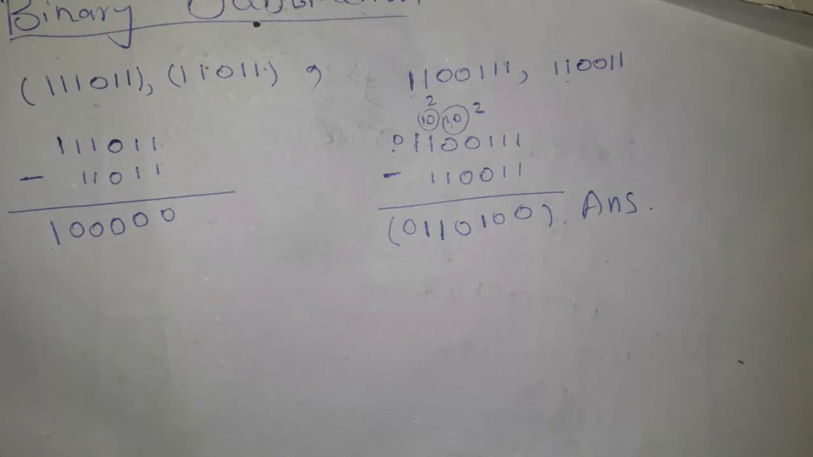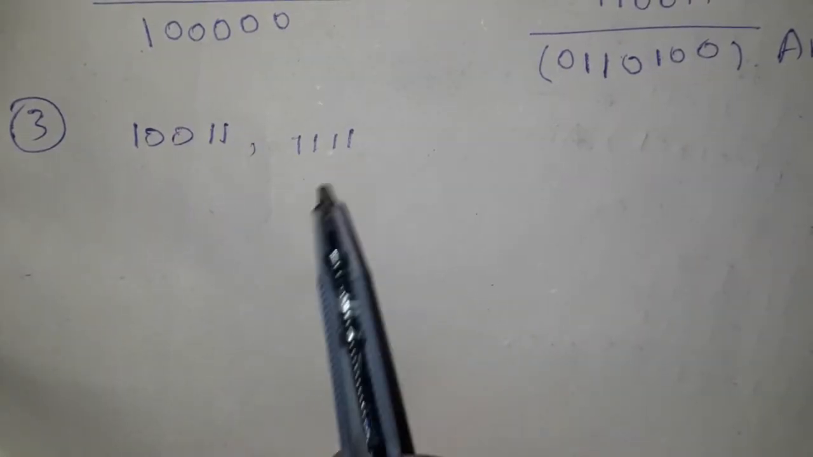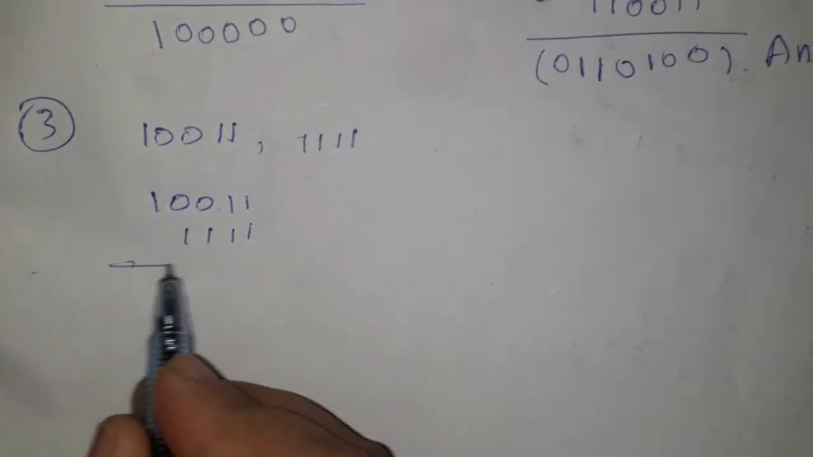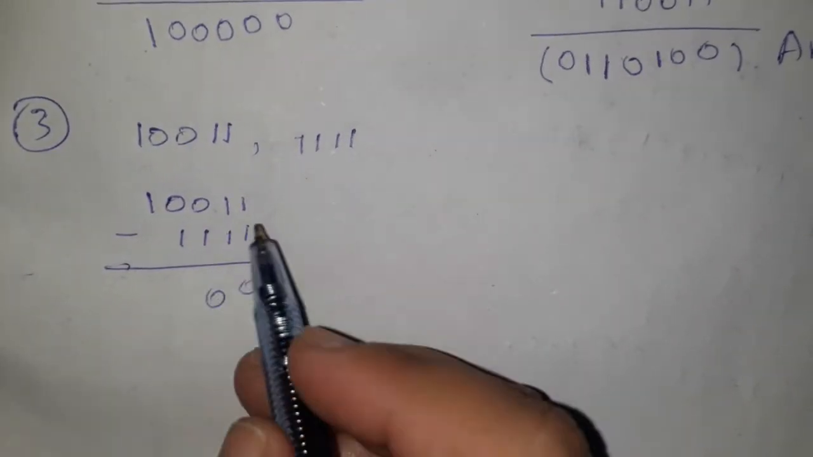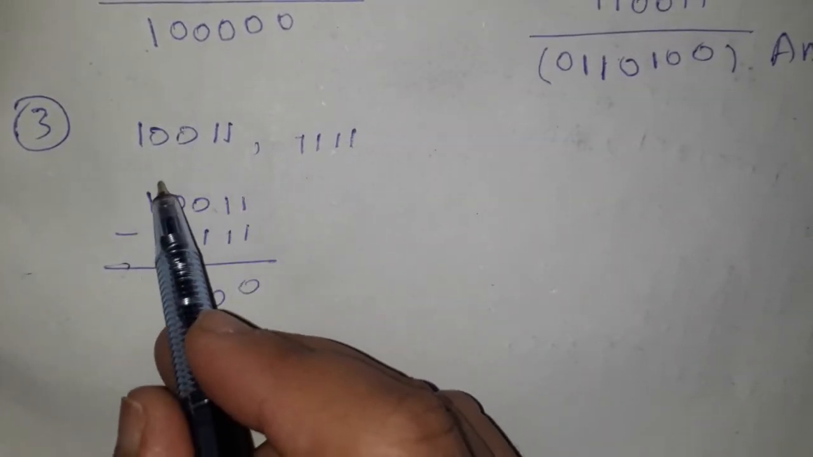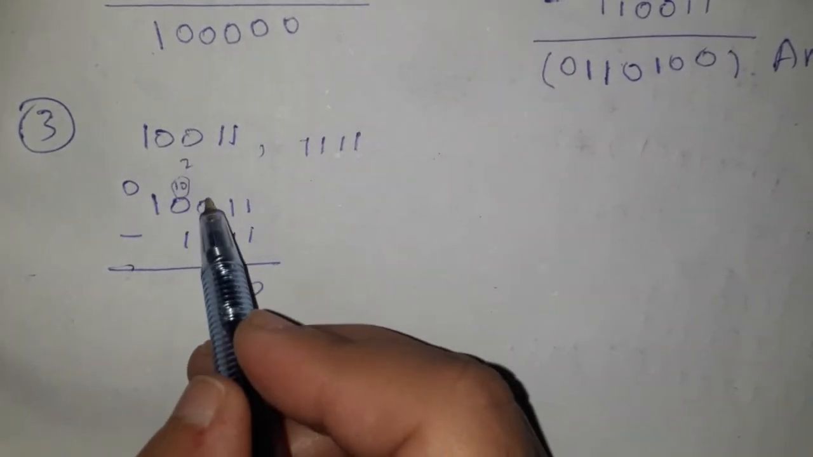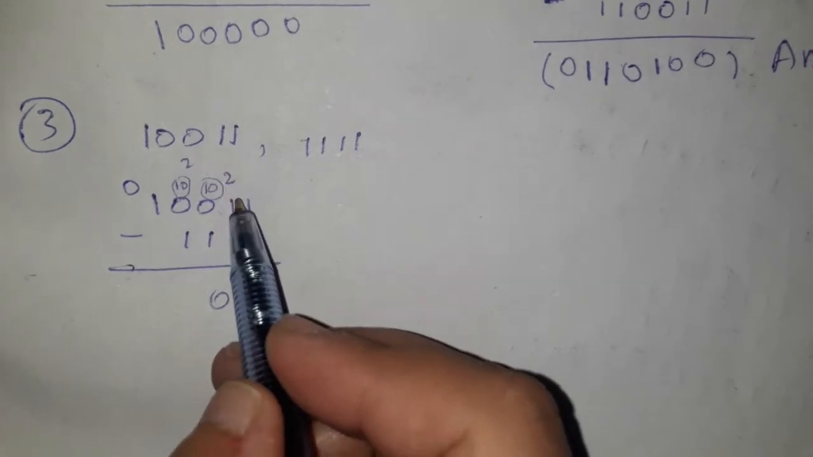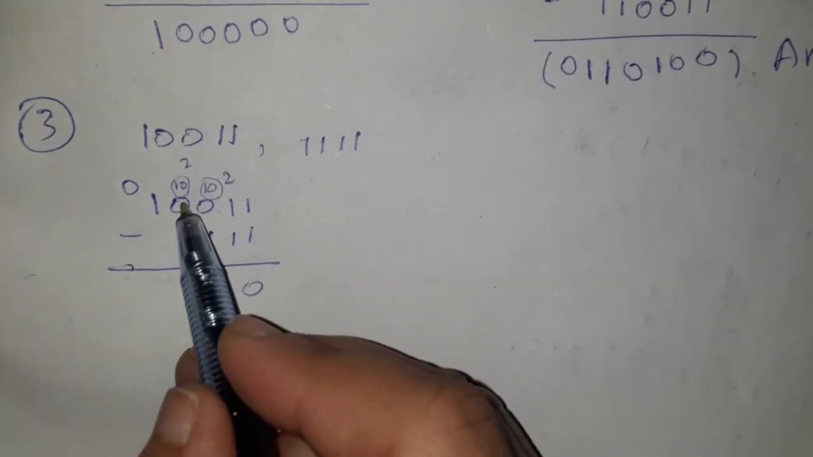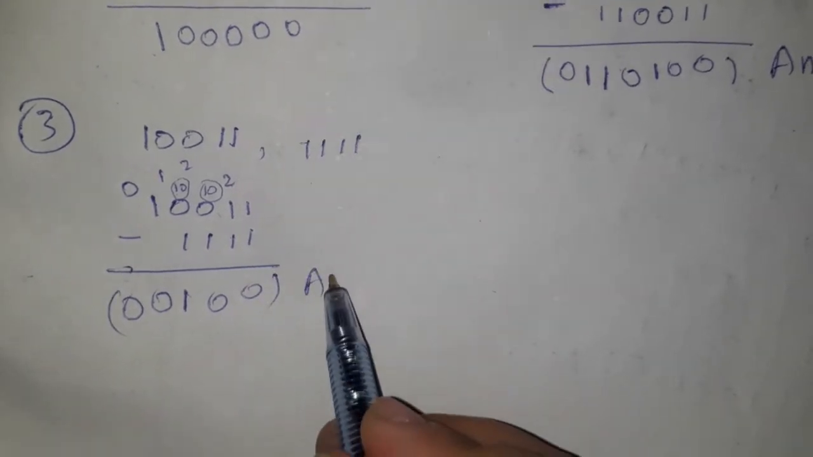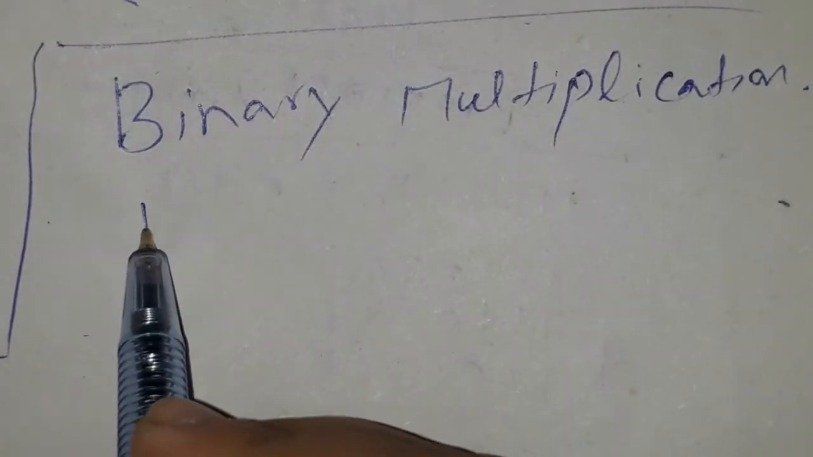In the next example, borrows are also used. 1 minus 1 is equal to 0. 1 minus 1 is equal to 0. 1 cannot be subtracted from 0, so a borrow is taken from the last digit because all the others are 0. And so this is the required answer.